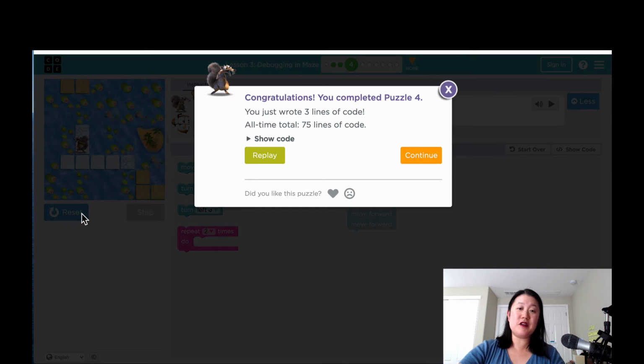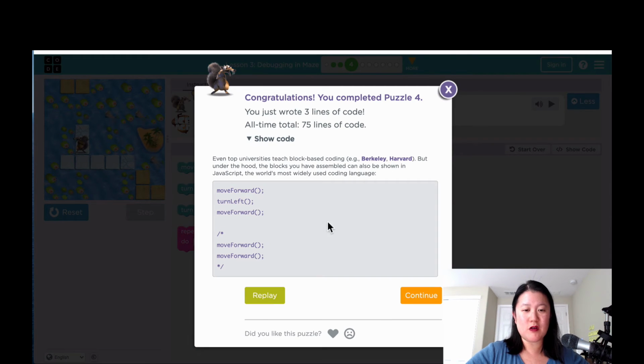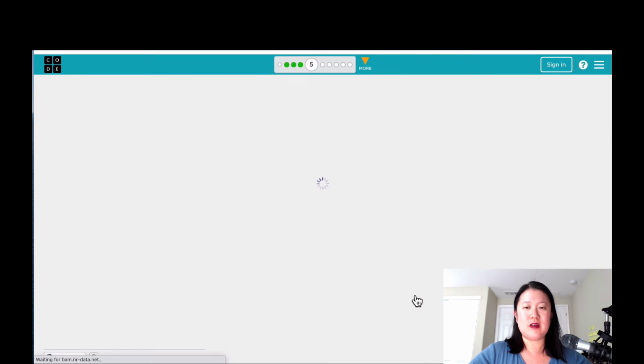Yes, you see how we took out those 2 blocks? Because we don't need that. So that's debugging. Show that code. Yeah. And let's continue. Puzzle 5.